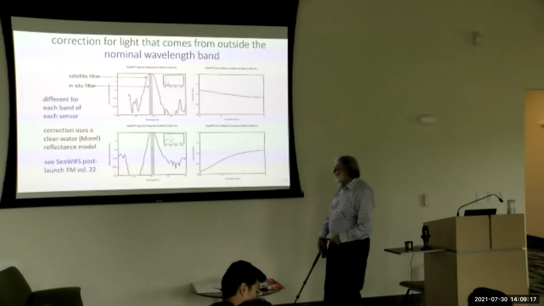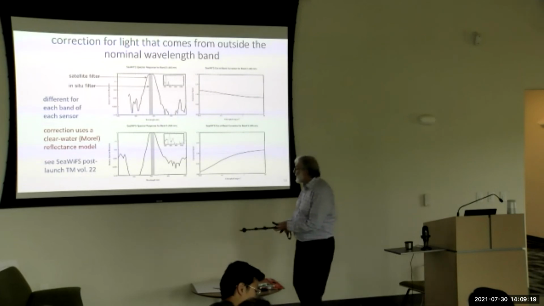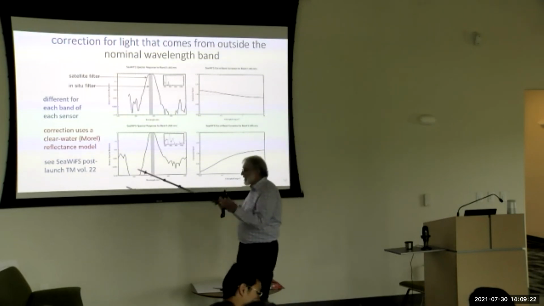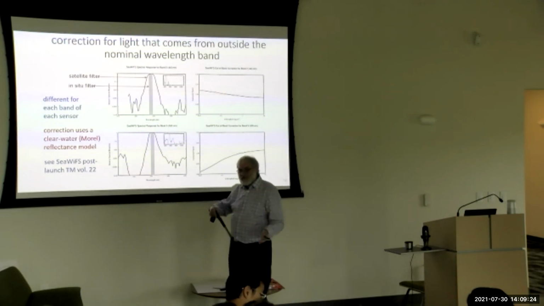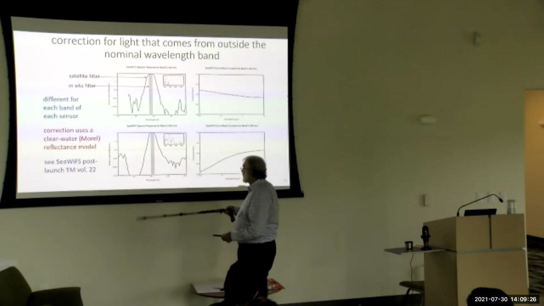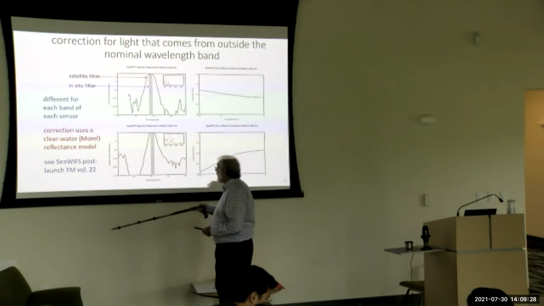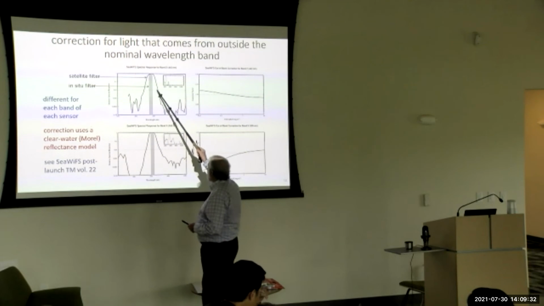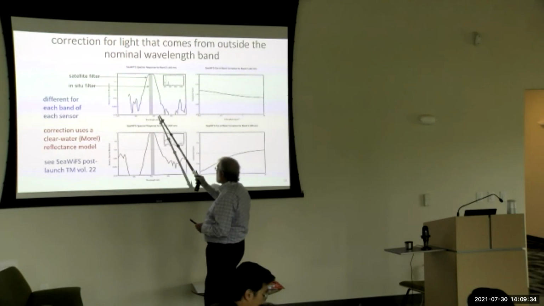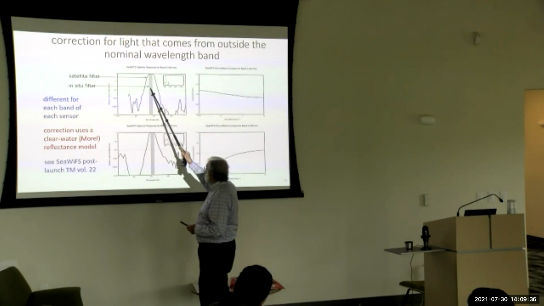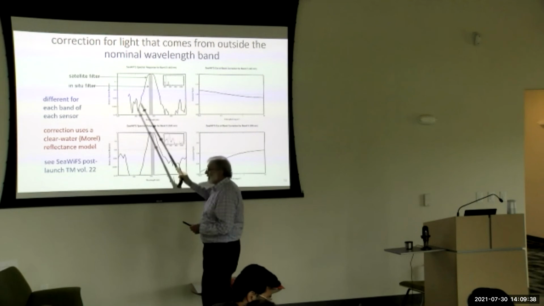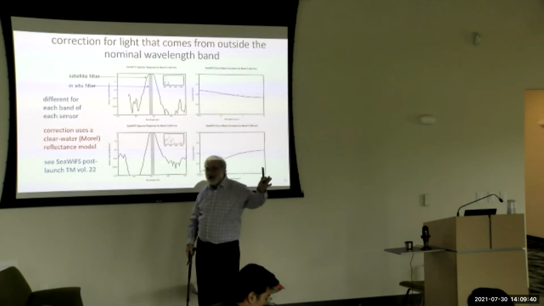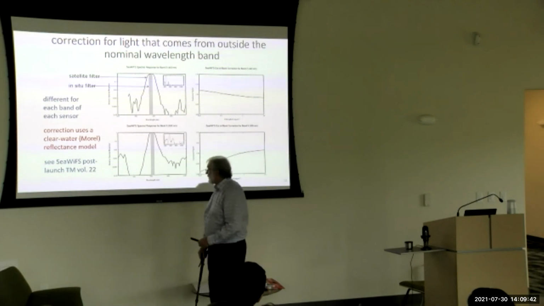Okay, the other thing that happens, and of course this out of band business, is different for every band and every sensor. So different lookup tables. Here's the satellite, what it's really seeing. Here's your in situ filter. So this is on your radiometer that you're going out and getting ground truth with.